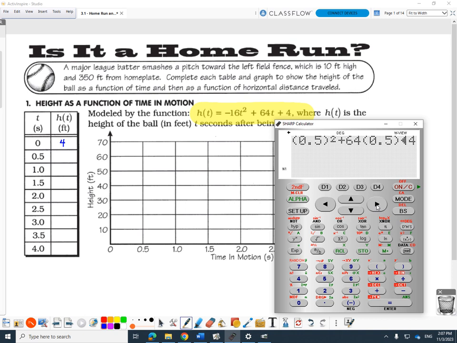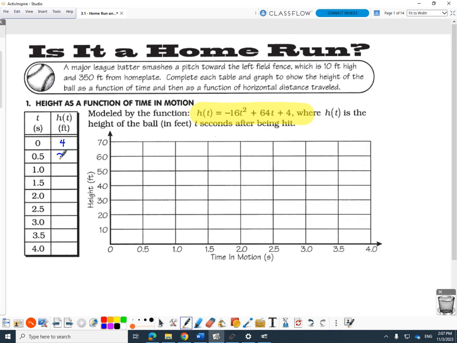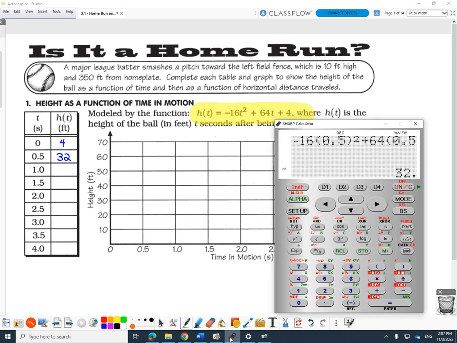That's good. What do you get? 32. 32. Let me see if I get the same as you. 32. If you're not getting that number, don't freak out. Just call me over, and I'll look at how you're typing in. It's just a matter of knowing how to type it in the calculator.